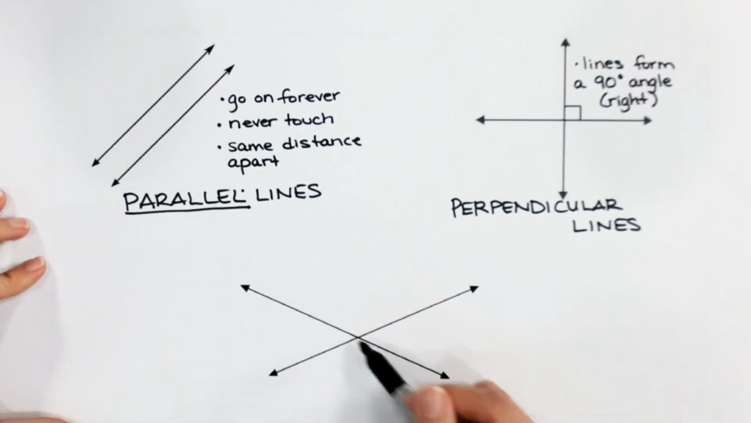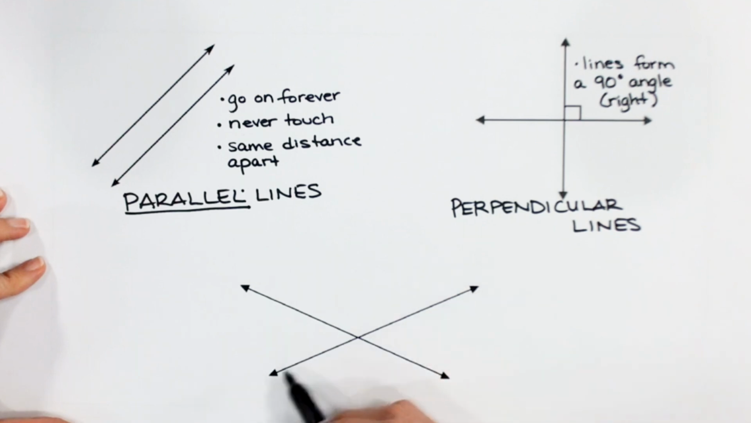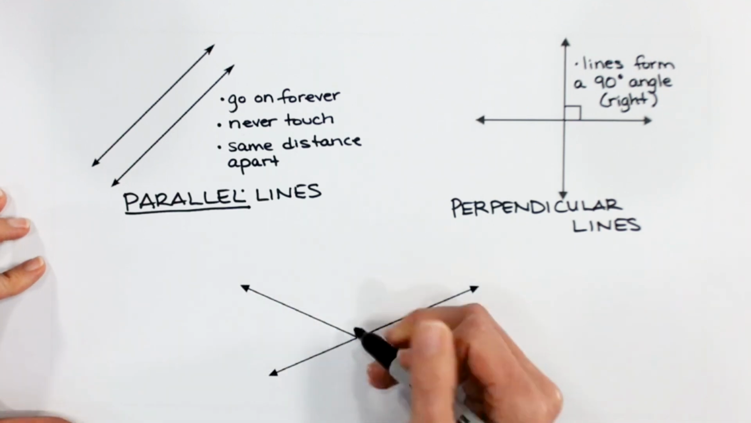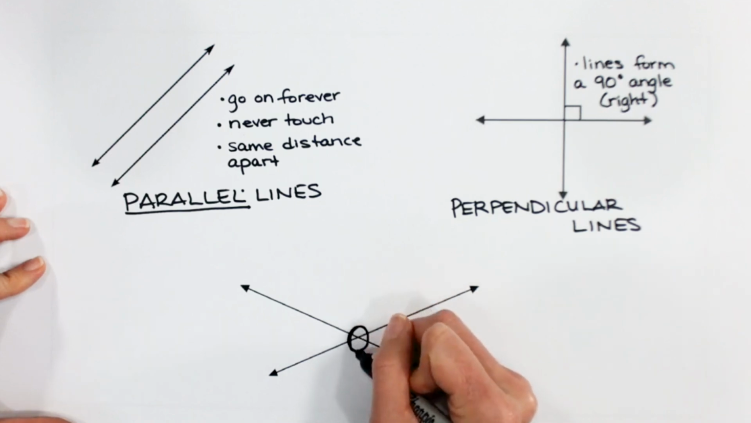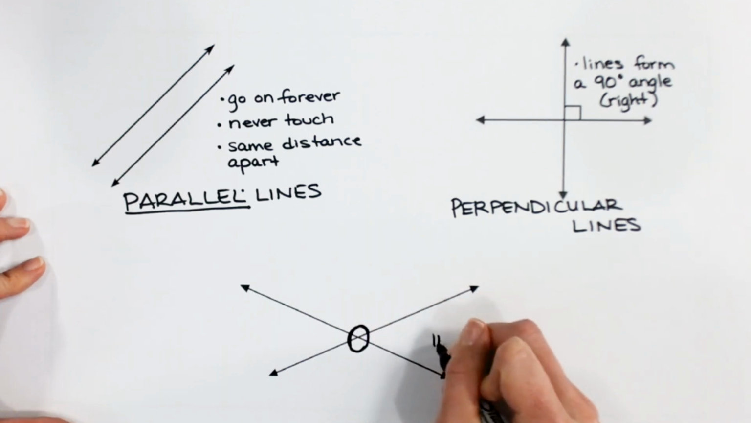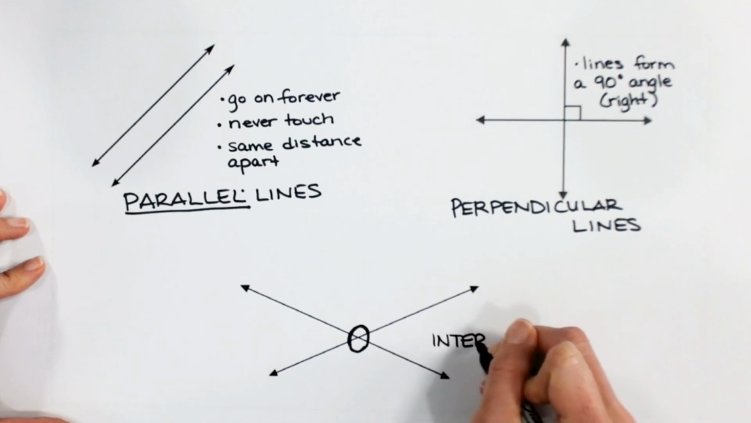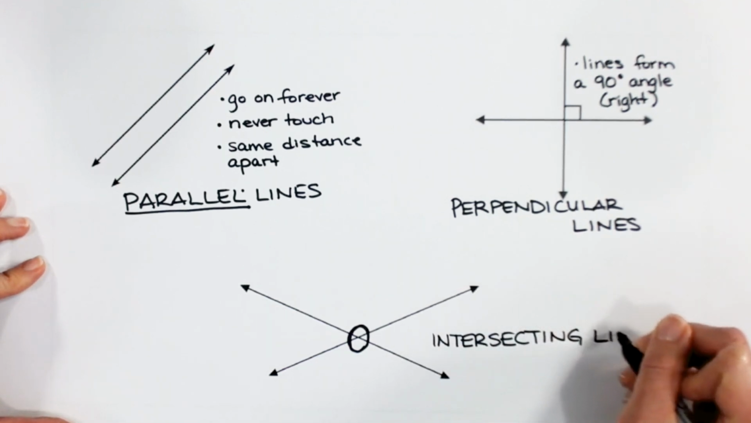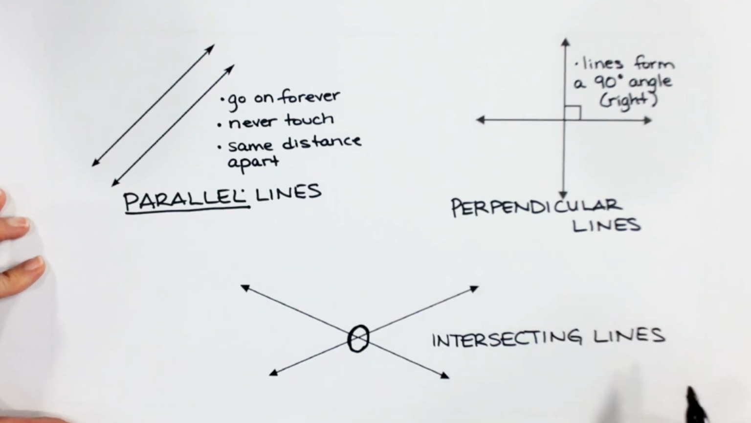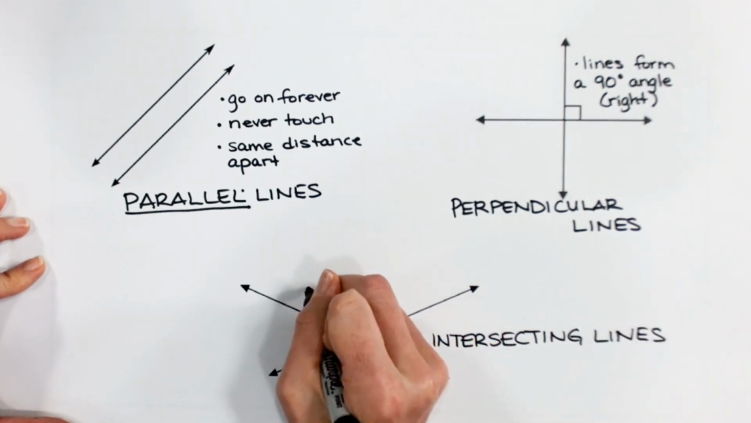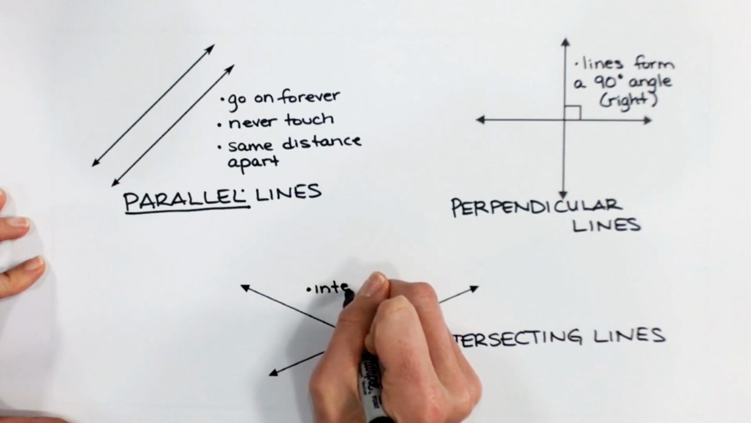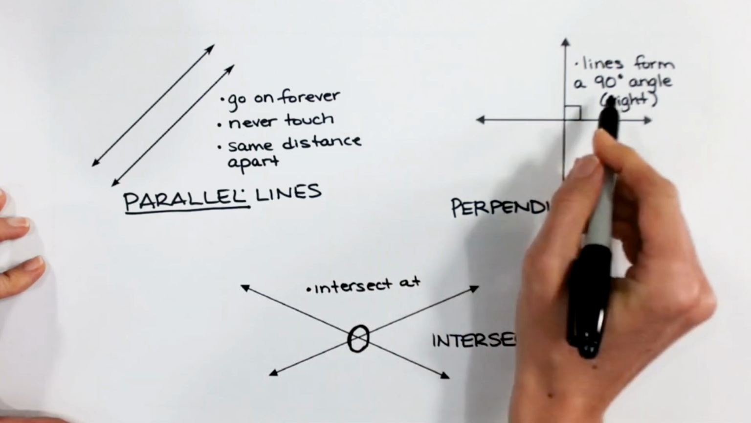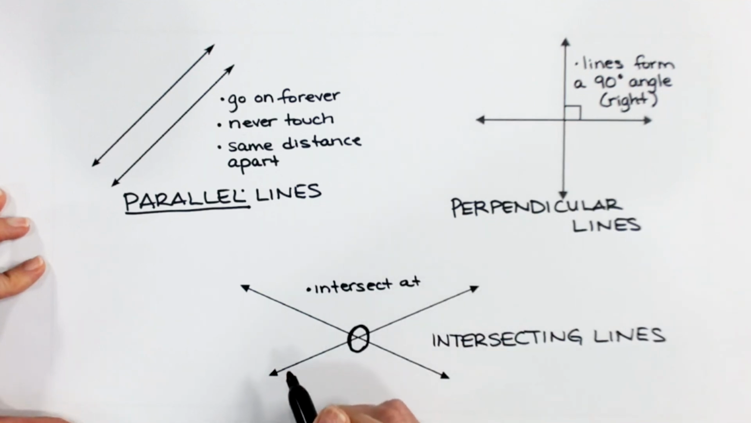Let's take a look at our last set of lines. Here we have two lines with no endpoints that are going on forever in two different directions. But I notice here that they do touch. And we can call these intersecting lines, where they are intersecting at a point. And it does not form a 90-degree angle like our perpendicular lines.